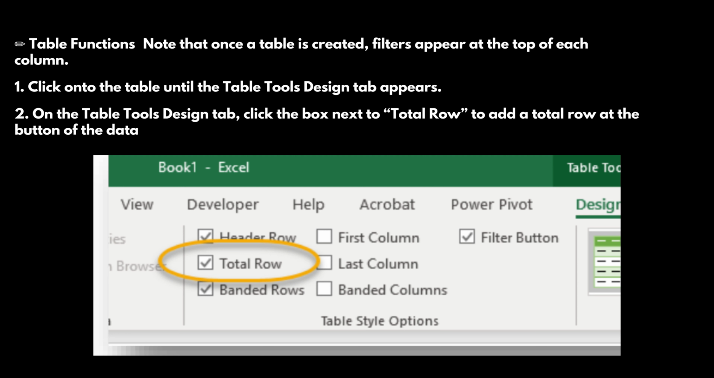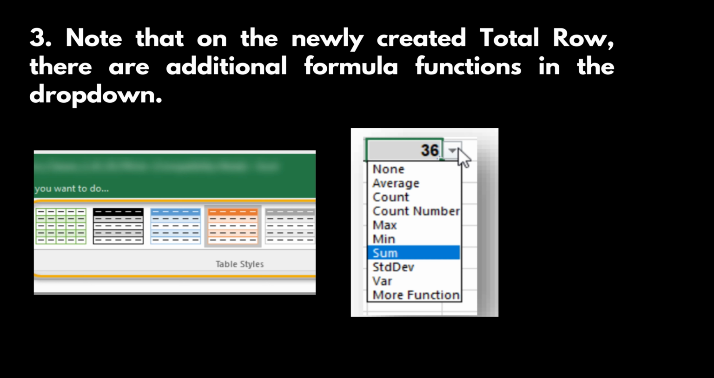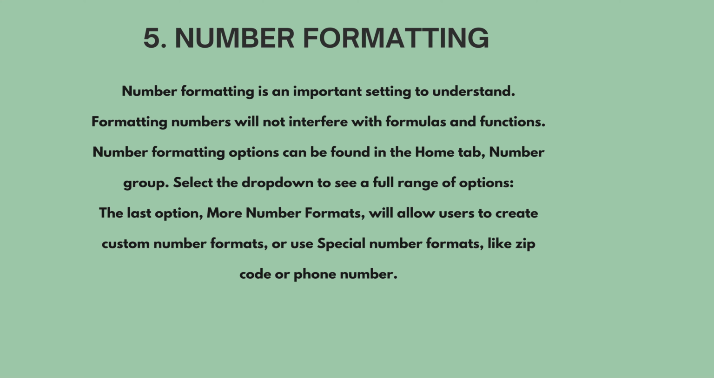Number formatting. Number formatting is an important setting to understand. Formatting numbers will not interfere with formulas and functions. Number formatting options can be found in the Home tab, Number group. Select the drop-down to see a full range of options. The last option, More Number Formats, will allow users to create custom number formats or use special number formats like zip code or phone number.